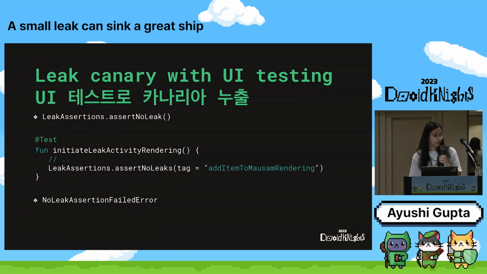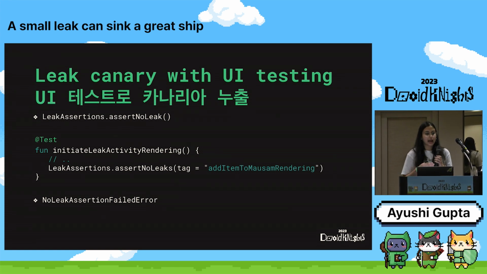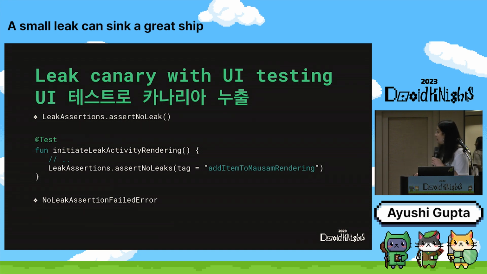What it will do is trigger the same mechanism that we have seen, right? At any point, it will check for leaks. Let's say if retained objects are detected, then LeakCanary will dump and analyze the heap. And if application leaks are found, then your test will fail with the error, no leak assertion failed error.